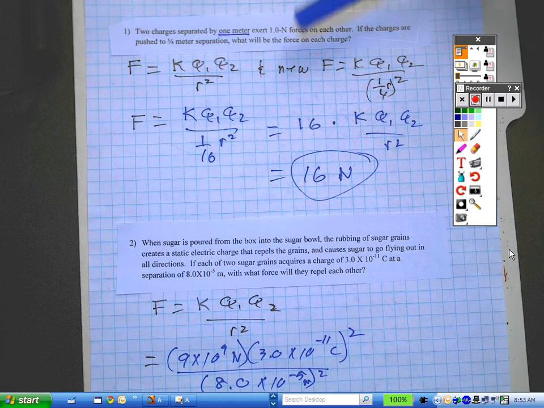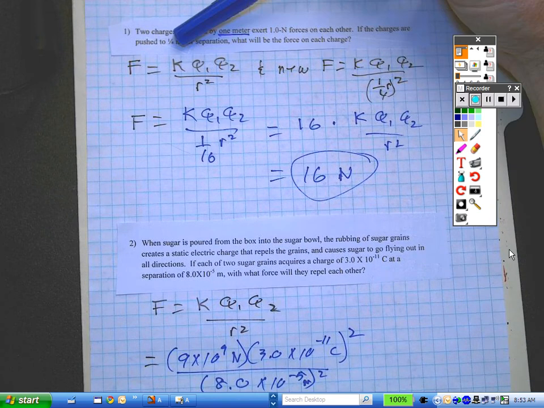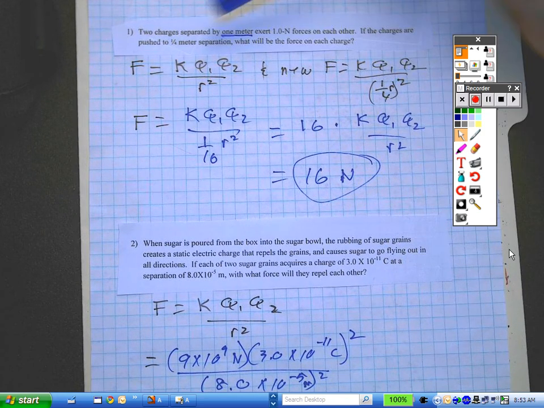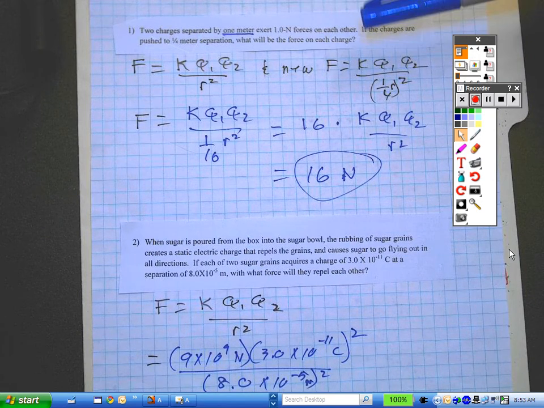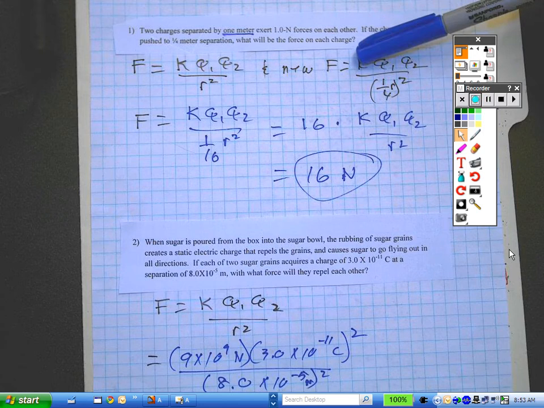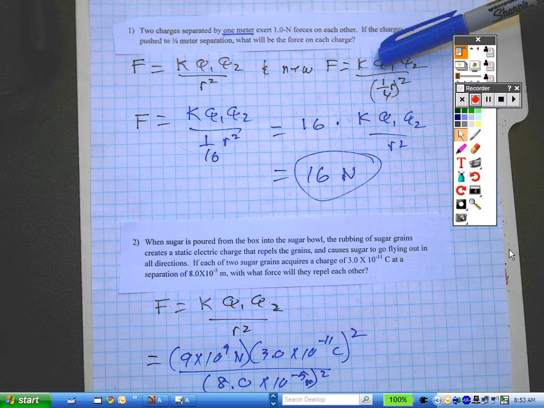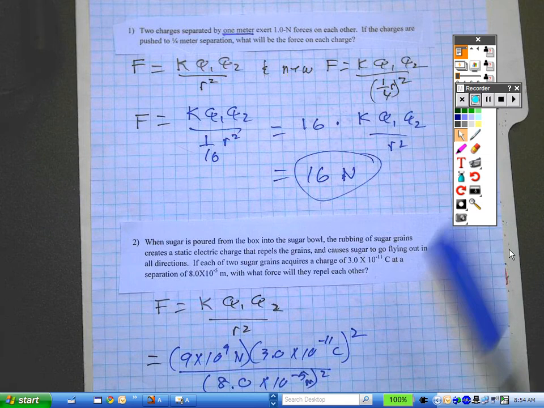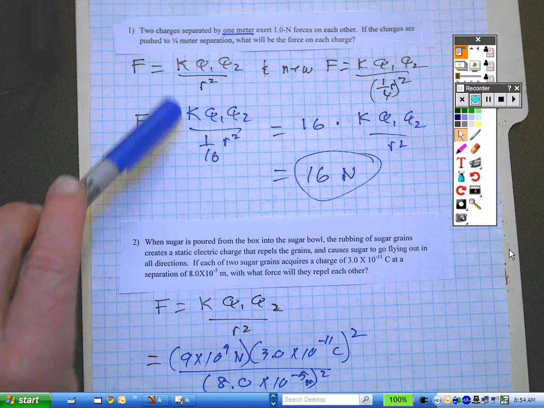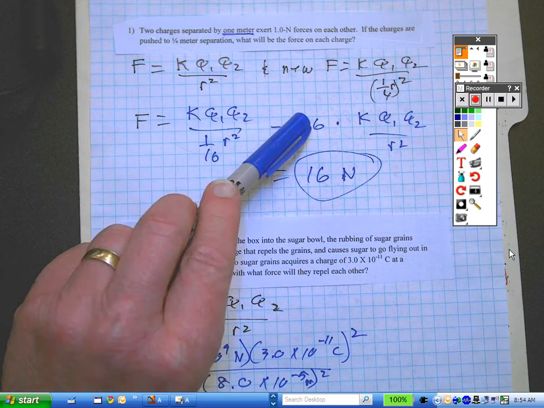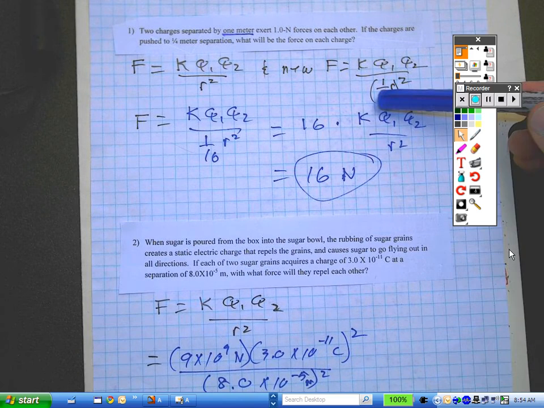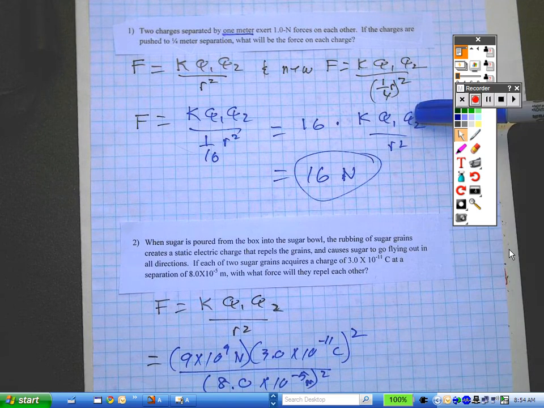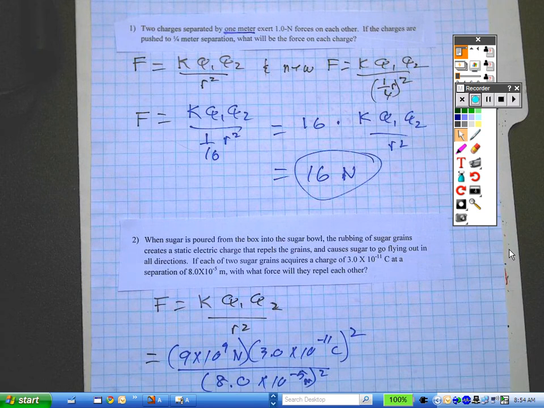Now notice, if the charges are shortened in distance to 1/4 meter, the force is going to be larger, but how much larger? The new force will have no change in the constant, or Q1 or Q2, but the new distance is 1/4 where it used to be 1. The 1/4 is in the denominator and it's squared, so that becomes 1/16. When you divide something by 1/16, that's the same as multiplying by 16. So you're basically taking the original K Q1 Q2 over R squared, which was 1 Newton, and multiplying by 16. So the force went from 1 Newton up to 16 Newtons.